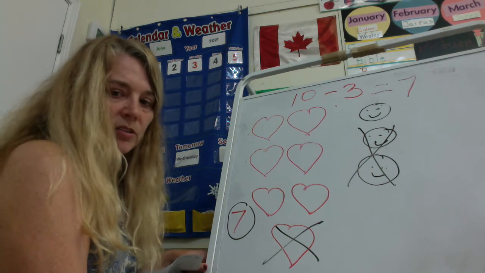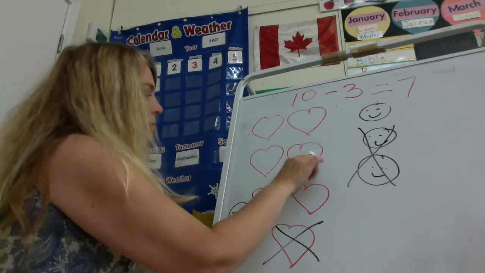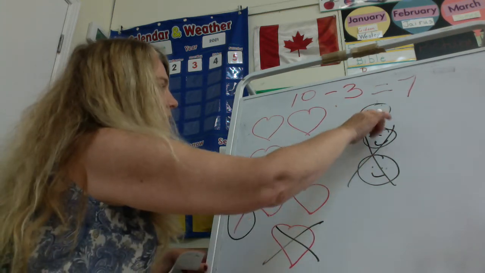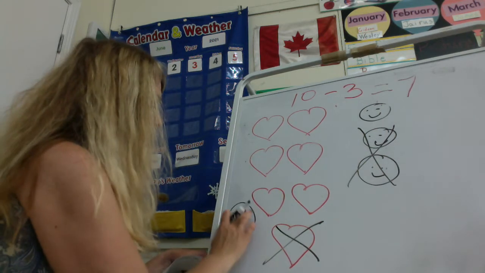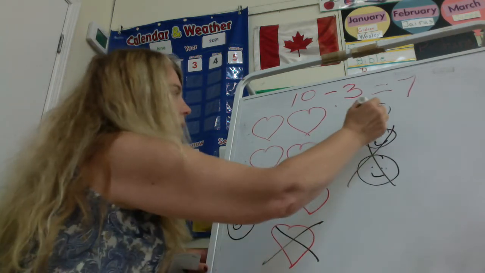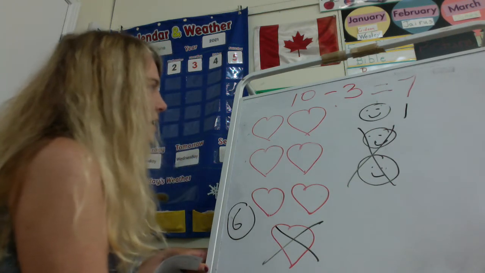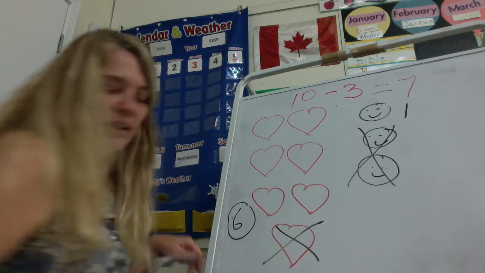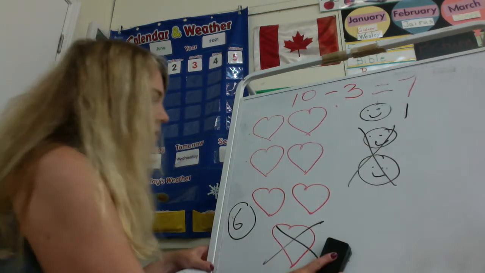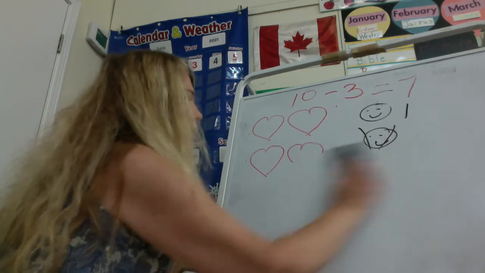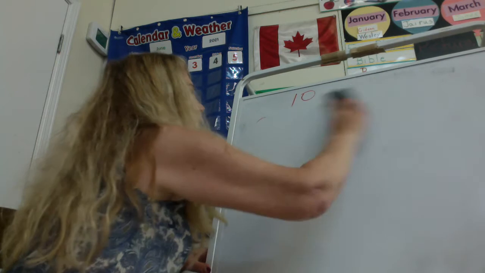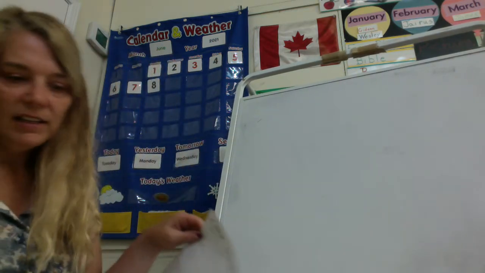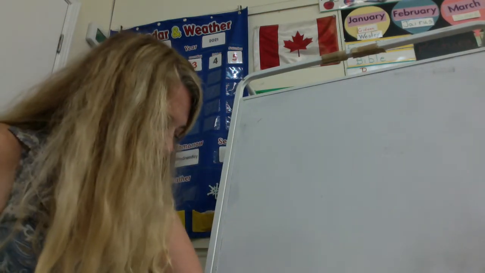So now how many pictures do we have left? 1, 2, 3, 4, 5, 6, 7. Still 7. 6 hearts and 1 happy face. And that equals 7. So it's 10, take away 3 pictures, equals 7. You can go ahead and work on your addition and subtraction questions now, JKs and SKs, practicing them on your own.